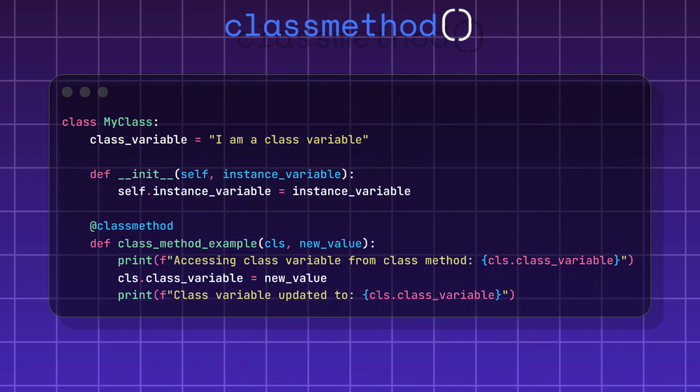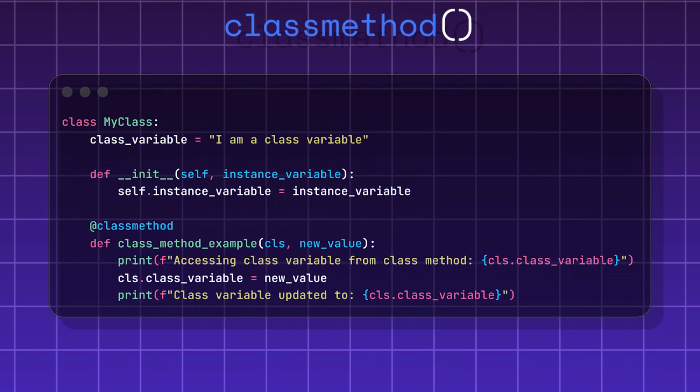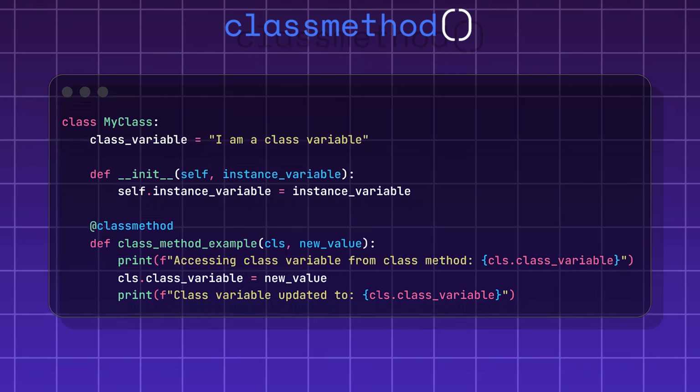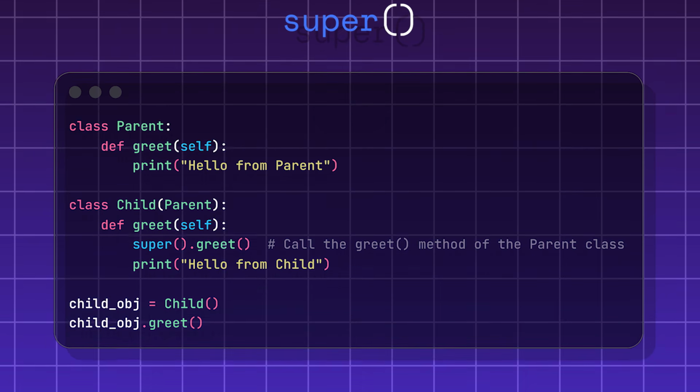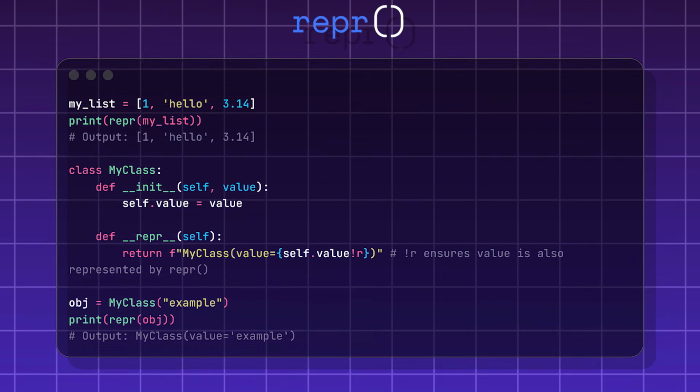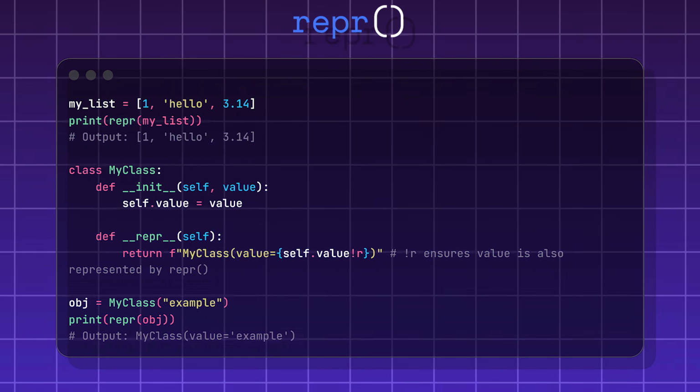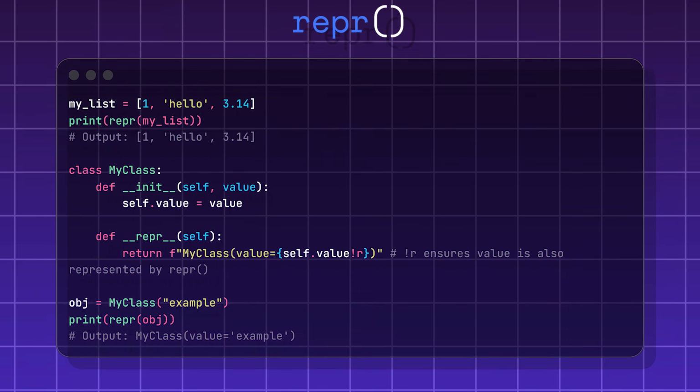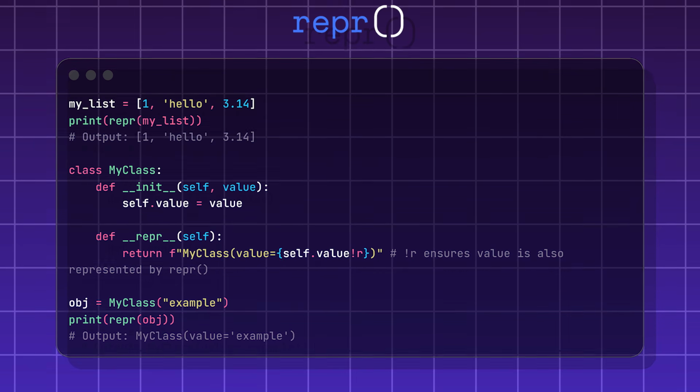Classmethod creates class methods, which are methods bound to classes and not the instance of a class. Super calls methods from a parent class. Repr, unlike str, which gives a human readable representation, gives more technical info, such as memory addresses.